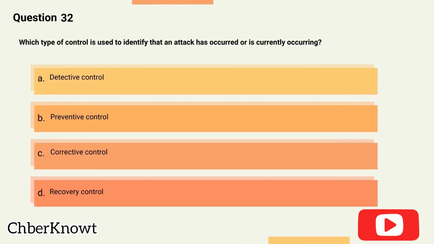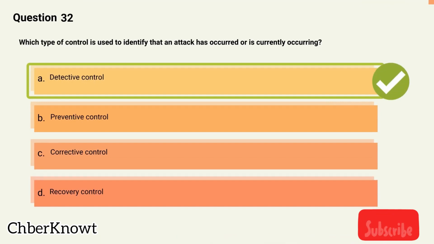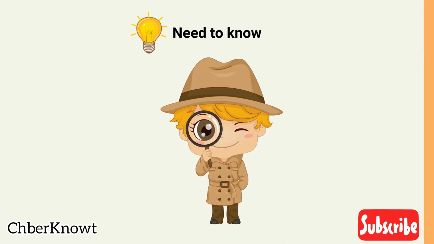Question 32. Which type of control is used to identify that an attack has occurred or is currently occurring? Option A. Detective control. Option B. Preventive control. Option C. Corrective control. Option D. Recovery control. The correct answer is Option A. Detective control. Explanation. Detective controls are used to identify that an attack has occurred or is currently occurring. Examples of detective controls include intrusion detection systems, security logs, and security audits.